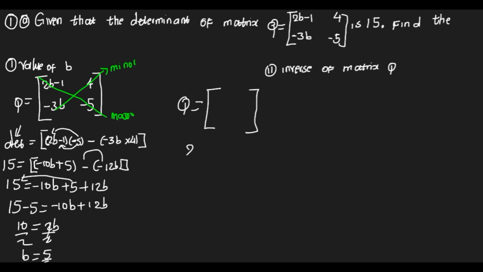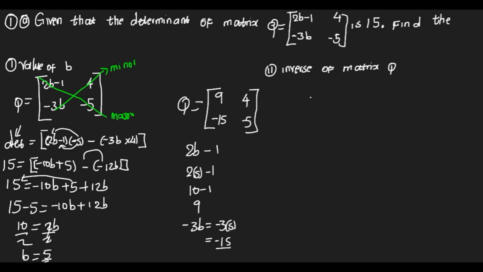So we have 2b minus 1, so where is the b? B we have calculated is 5, so 2 times 5 is 10 minus 1, 10 minus 1 is 9, so here we have 9, then 4 and negative 5, then for this one is negative 3b, which is equal to negative 3 times positive 5, that is negative 15. So here we have negative 15. Now, since we have the actual elements for this matrix Q, let's proceed by finding the inverse.